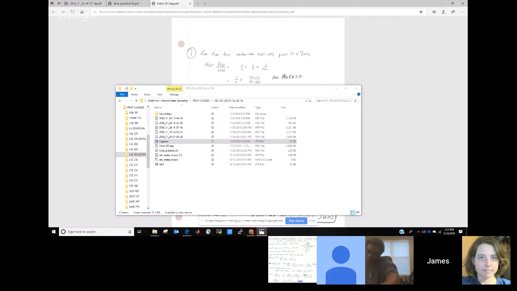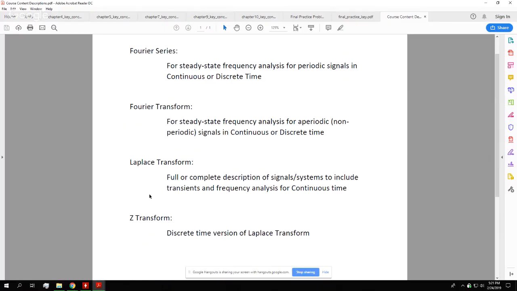Have you guys seen anything like this before? I wrote this last semester, and it breaks down each of the types of transforms and what each one's meant for. When I first took this class, I wondered why would I use a Fourier transform when I have a Fourier series, or why do I need a Laplace transform if we already learned the Fourier transform. So I have this document here that explains the purpose of each type of transform and why we have multiple different versions.